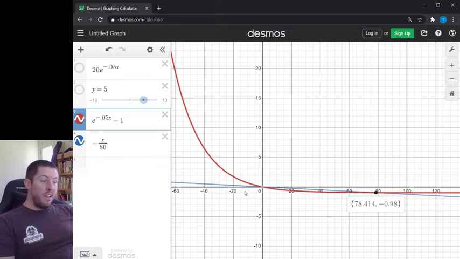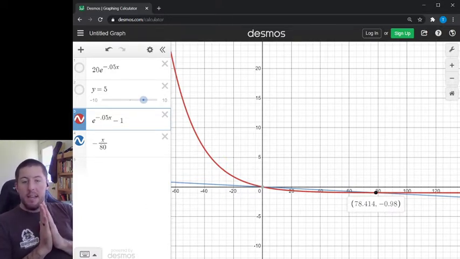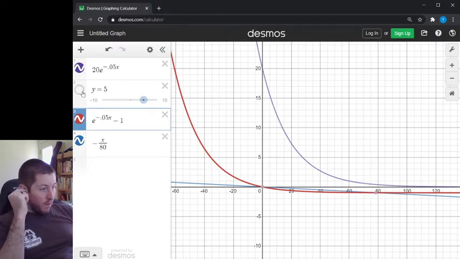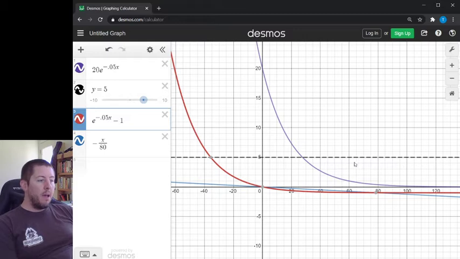So it seems like it took 78.414 hours for it to be the case that the average concentration of the drug in our body was 5 milligrams per second over that period of time. And so we can kind of see that this is our comparison location right here, right? Where if we put a vertical line right here, then our additional area up here would be exactly equal to our missing area that we're experiencing right there if we had a vertical line at that 78.414.